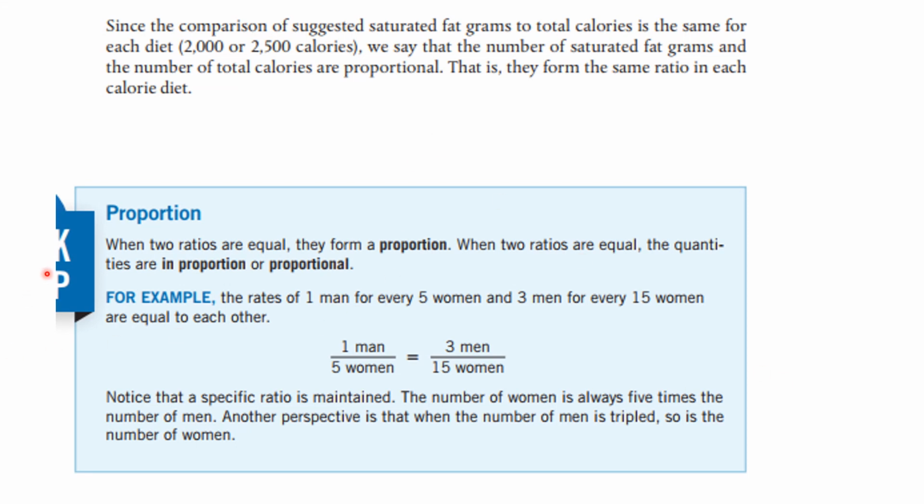Okay, and what does it mean? When two ratios are equal, they form a proportion. When two ratios are equal, the quantities are in proportion, or we say proportional. For example, the rates of 1 man for every woman and 3 men for every 15 women are equal because this ratio is the same as this ratio. It's men to women. Note that a specific ratio is maintained. The number of women is always 5 times the number of men. Another perspective is that when the number of men is tripled, so is the number of women.